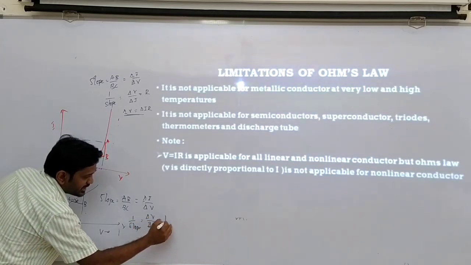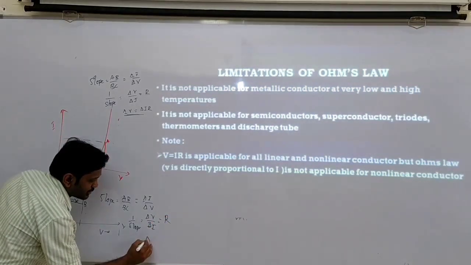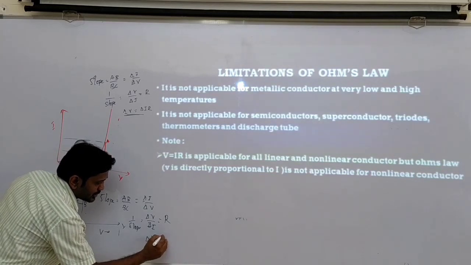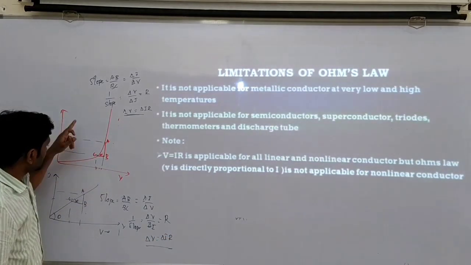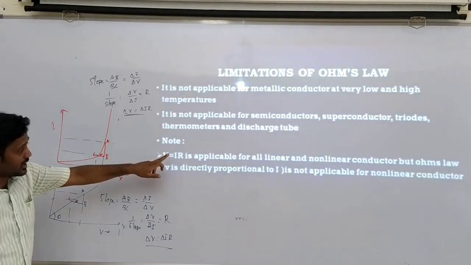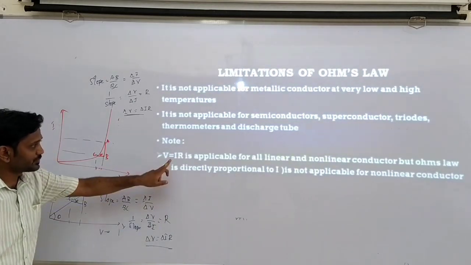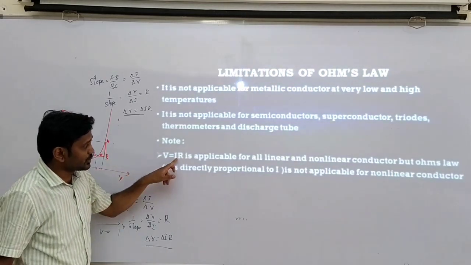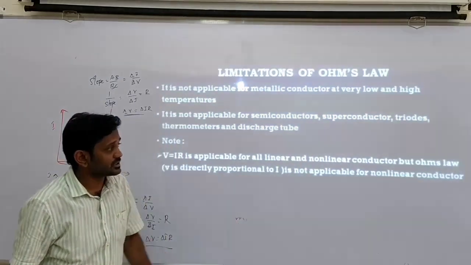What is delta V by delta I? It is the R. According to Ohm's law, delta V is equal to delta I into R. See, non-linear and linear conductors, it is applicable. V is equal to IR. That's why V is equal to IR is applicable for all linear and non-linear conductors.